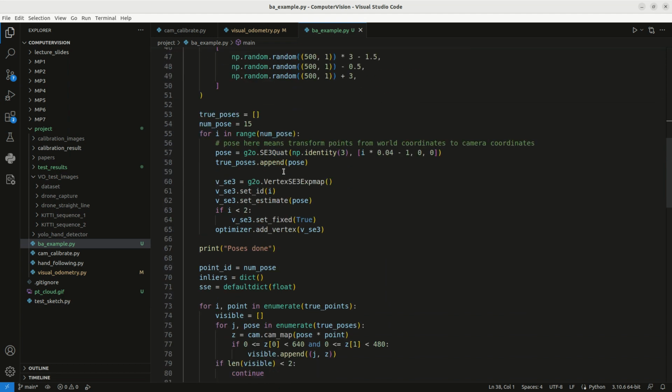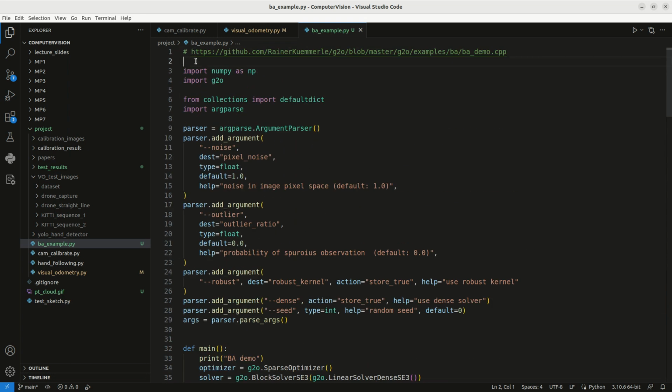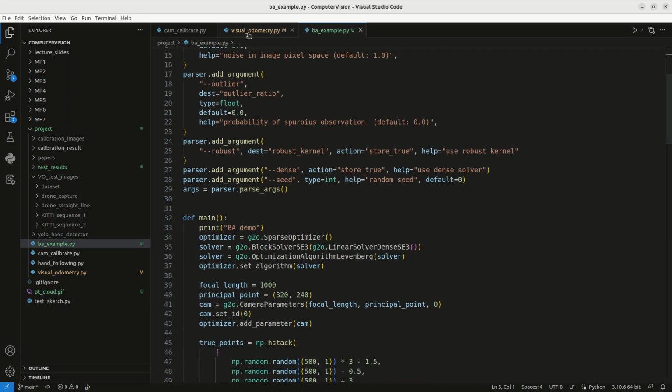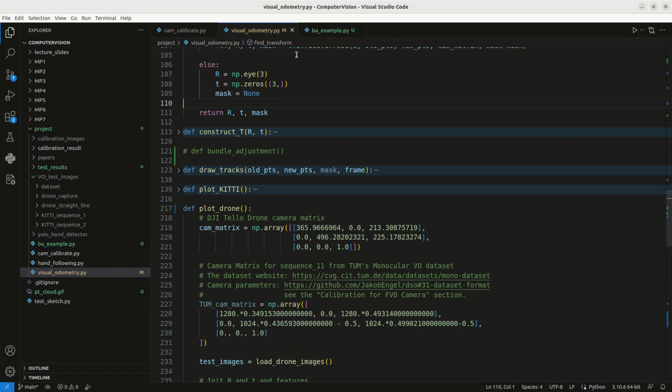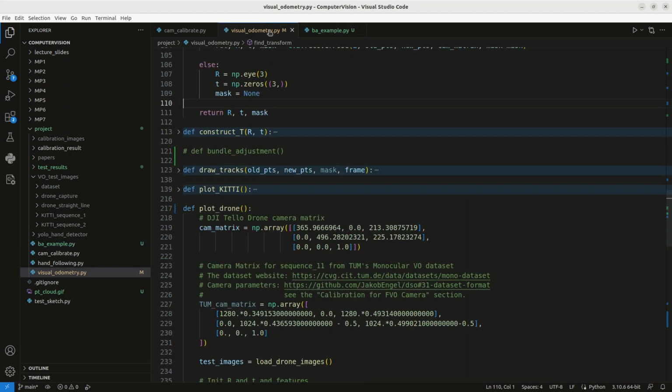So yeah, they also offered a very helpful Python example, and I think my next step for this project is to change this template and see if the bundle adjustment method is actually able to improve my monocular visual odometry method and result. Yeah, I think that's it.